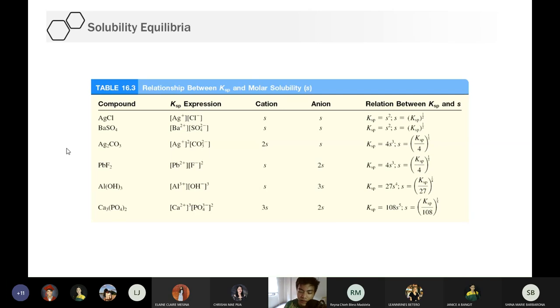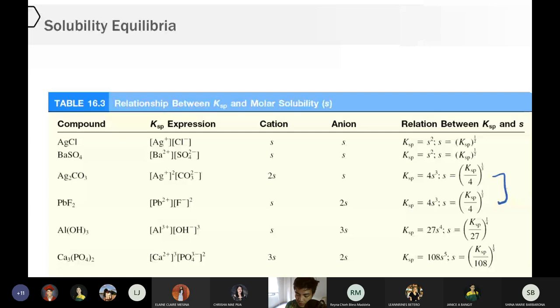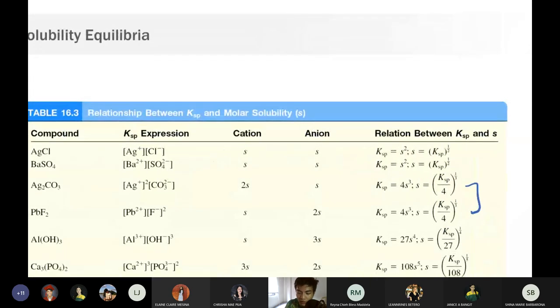So to get the molar solubility for this case, that is the cube root of Ksp over 4. Paano nangyari yon? Paano natin nakuha tong cube root ng Ksp over 4? That's the molar solubility. So let me show the derivation. Okay, kunin ko example itong lead fluoride, PbF2. So PbF2 will dissociate into Pb2+ and 2F-. If you write the ice table at equilibrium, lead will be just x, then fluoride will be 2x.